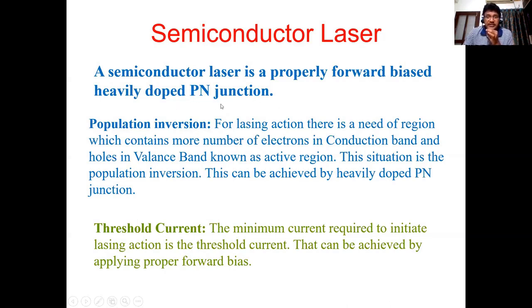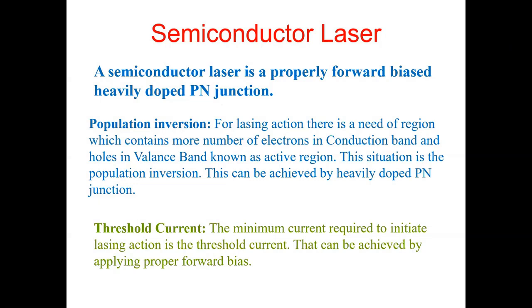A heavily doped PN junction provides the population inversion. What is the meaning of population inversion? More electrons in the conduction band and holes in the valence band. What is the necessity of forward bias? It provides the minimum current that must flow across the junction. That minimum current is called the threshold current. Once the current flowing across the junction is more than the threshold current, lasing action will be initiated and we will get the laser beam.